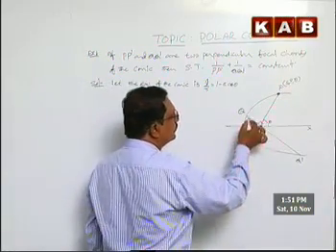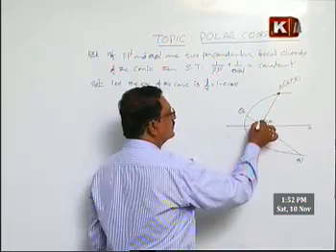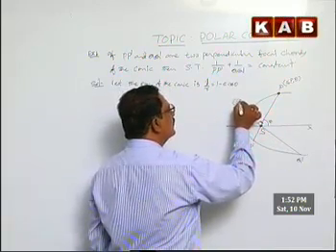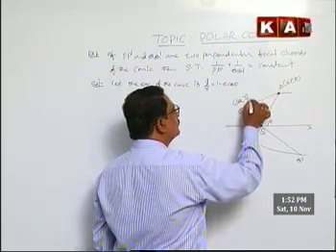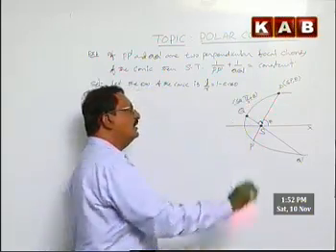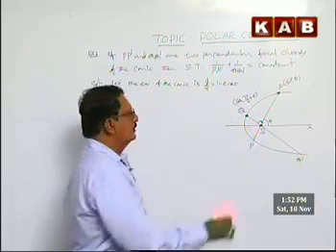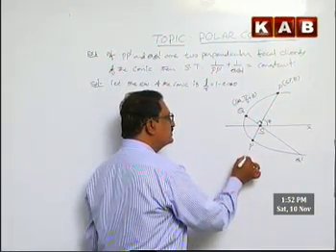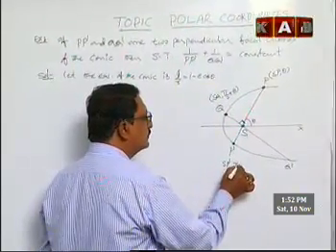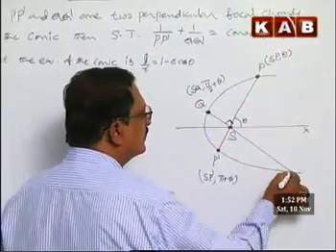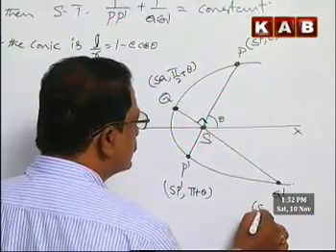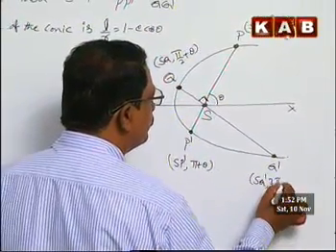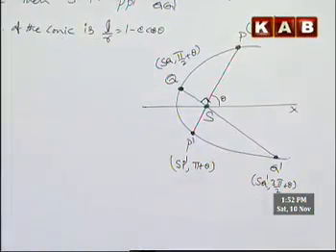PP dash and QQ dash are perpendicular to each other. Then the coordinates of the point Q are SQ comma pi by 2 plus theta. Similarly, the coordinates of the point P dash are SP dash comma pi plus theta. The coordinates of the point Q dash are SQ dash comma 3 pi by 2 plus theta.